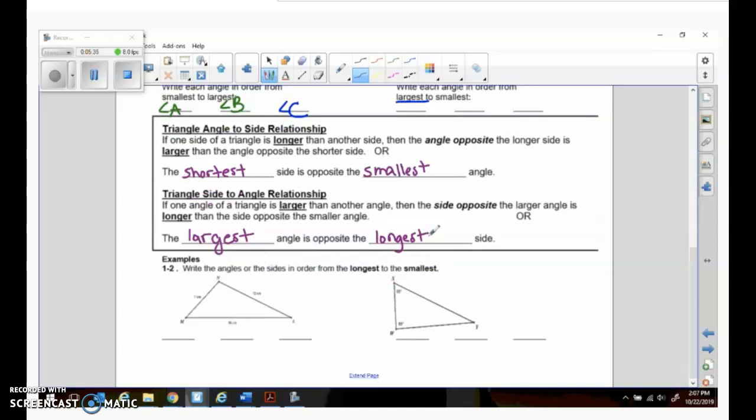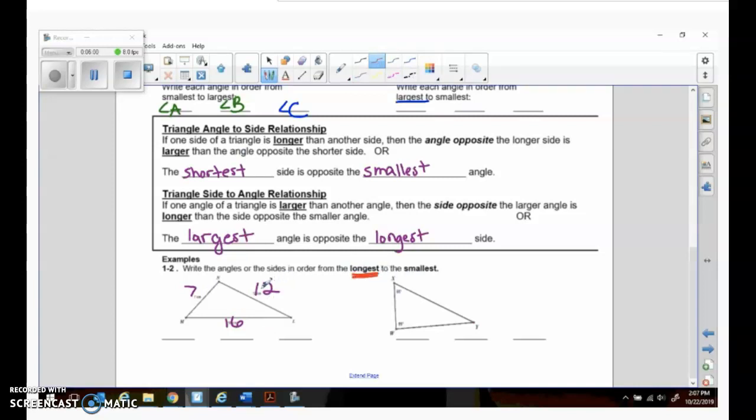So you see it goes both ways. You can use an angle to find a side, or you can use a side to find an angle. Yeah, we're going to make these labels a little bit bigger, so that way we can see what should be the longest side.